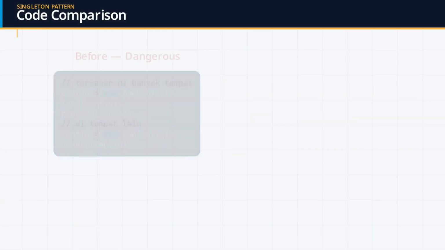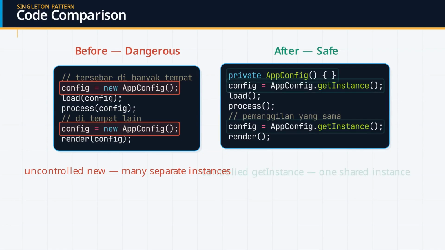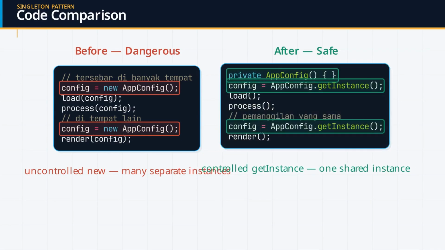Look at the code before and after Singleton. The dangerous version scatters new AppConfig everywhere, then passes the object through parameters, creating many separate, uncontrolled instances. The safe version hides the constructor and uses AppConfig.getInstance consistently. Every call returns the same object, one shared instance for the entire program.